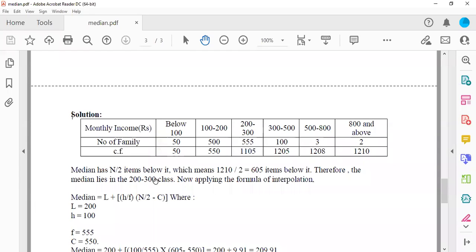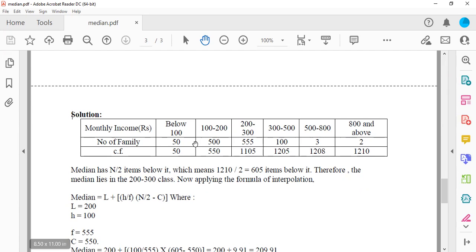So that means when you find a median for a particular data set, 50% of the values of the data set are less than the median value, and 50% of the values are above the median value. 50% items below the median, whatever may be.